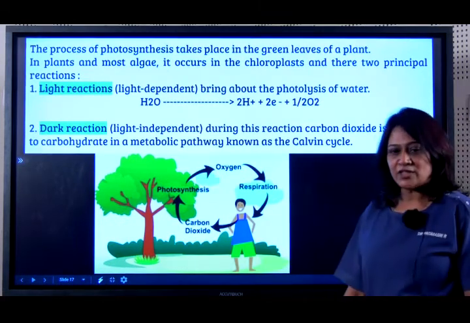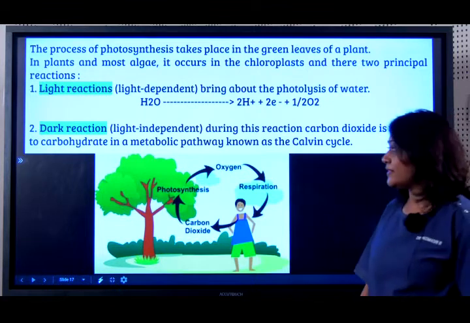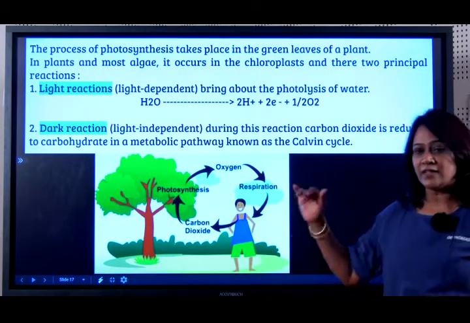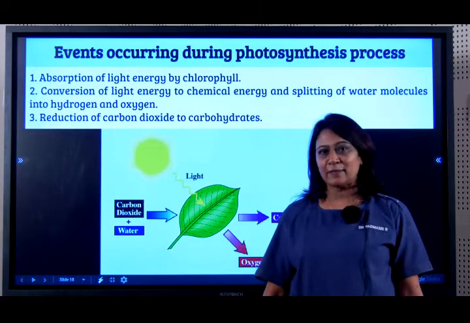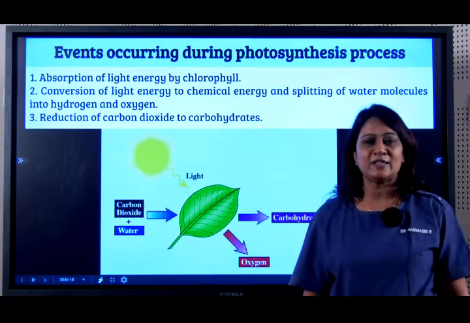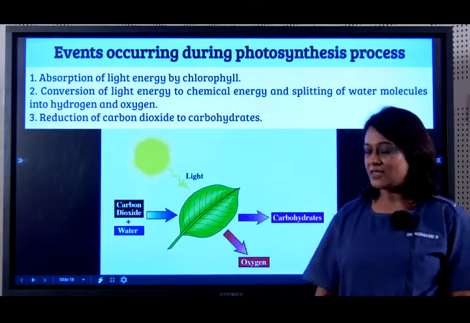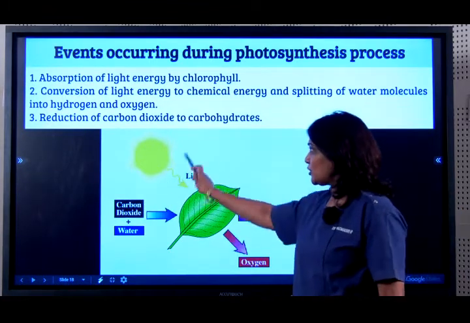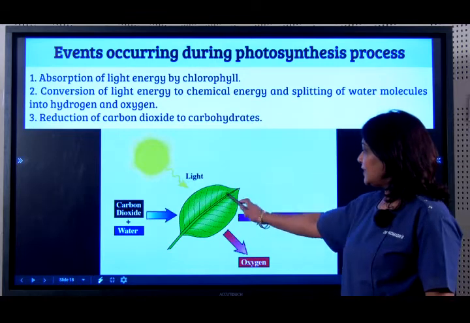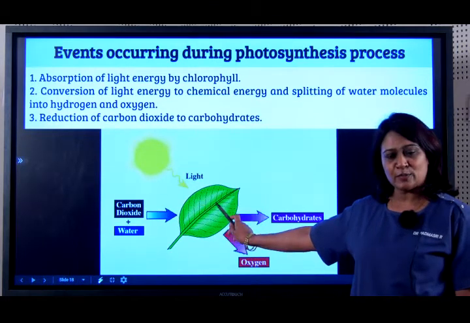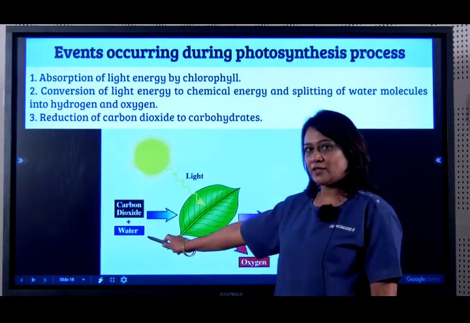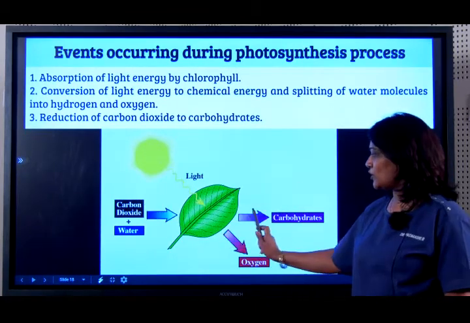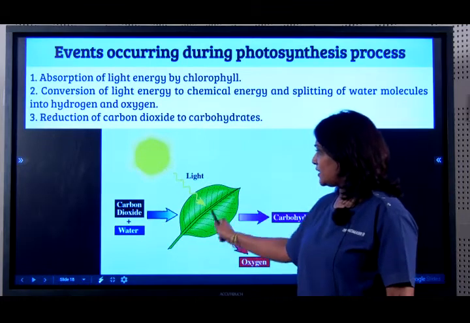So the events which are occurring during photosynthesis, let me do a quick recap for you again. Here you see the absorption of light energy, and this takes place through the chlorophylls which is present on the leaf, and it breaks down water into hydrogen and oxygen. This entire thing is called a light reaction.